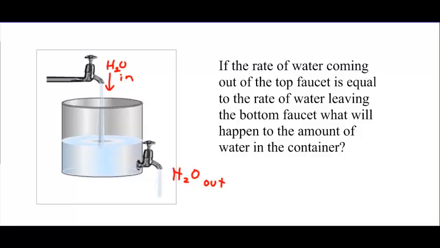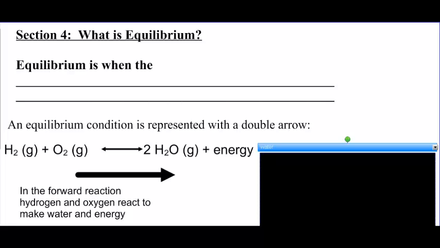If the rate of water filling the bucket is equivalent to the rate of water leaving the bucket, what do you think will happen to the amount of water in the container? And this is the idea behind equilibrium. We can say that this is at equilibrium because the rate of water entering is equal to the rate of water leaving. So do you have a guess what will happen to the amount of water inside the container? You're right if you said it should stay the same. It should remain the same because it's going in as fast as it's coming out. And that's the idea behind equilibrium.